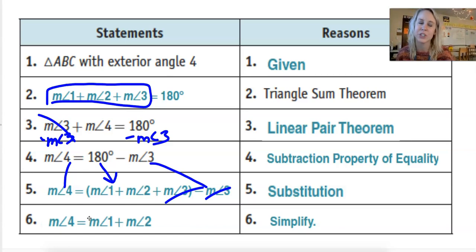So we've now proved two things in geometry. We've proved the triangle sum theorem, why the interior angles of a triangle equal 180. And then we've proved the exterior angle theorem, which is the two remote interior angles equal the exterior angle. Okay. So now, since we've proved them, we can now apply them to some algebra problems.